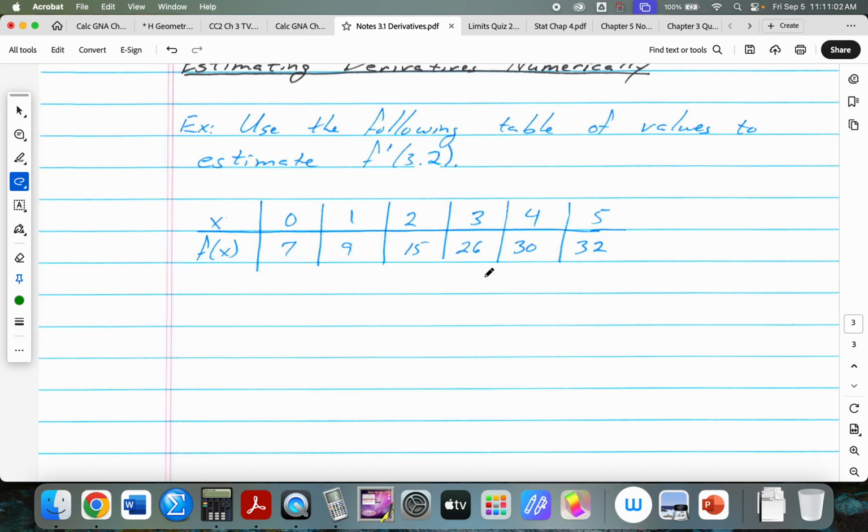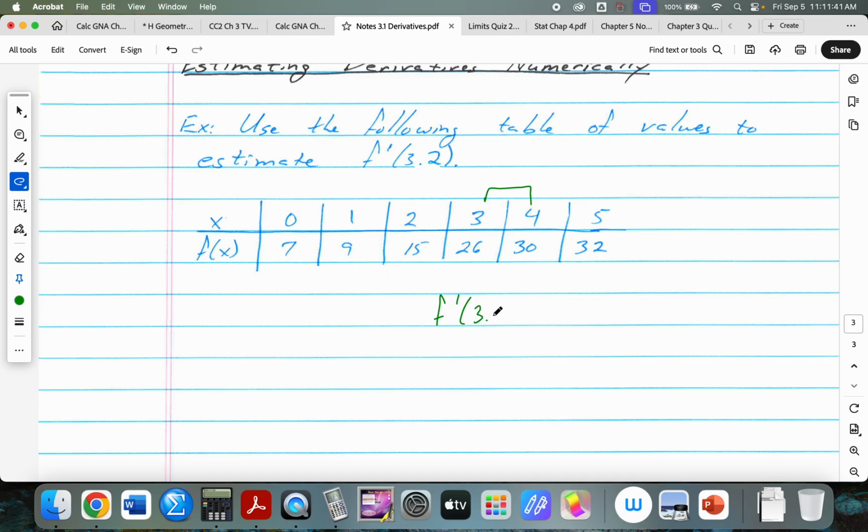Last thing, we can also estimate a derivative numerically. Now, remember that we got the derivative by starting with the slope of a secant line and getting those points as close together as we could, right? So here, if I'm trying to estimate the derivative of f at 3.2, I'm just going to look at this, and that's as close together as I'm ever going to get, right? That includes 3.2 is between them.